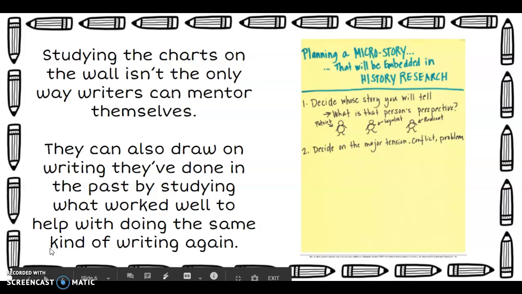Studying charts on a wall isn't the only way writers can mentor themselves. They can also draw on writing that they've done in the past by studying what worked well to help with doing the same kind of writing again.